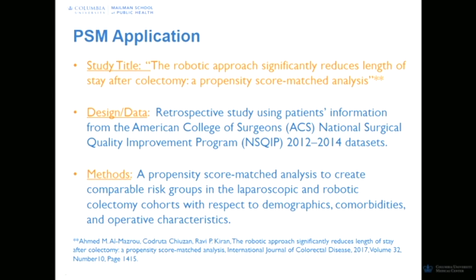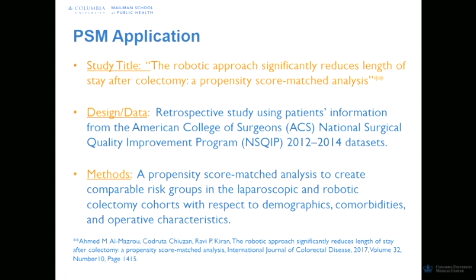So the example. This is a study done in collaboration with the Department of Surgery. It's a retrospective study using information from the American College of Surgeons National Surgical Quality Improvement Program. What did they want to do? They wanted to use PSM to create comparable risk groups in the laparoscopic and robotic cohorts with respect to demographics, comorbidities, and operative characteristics.